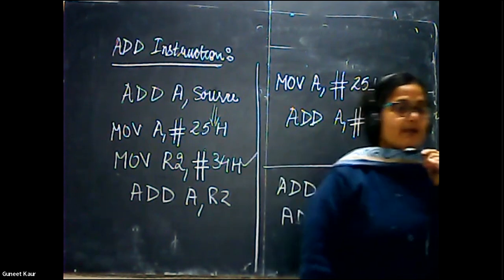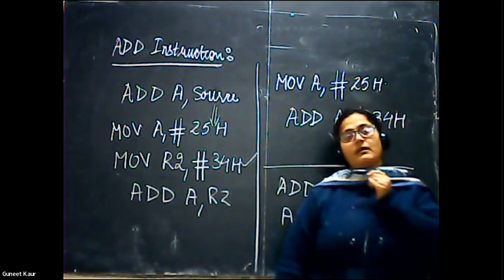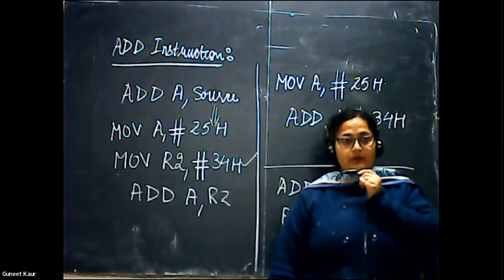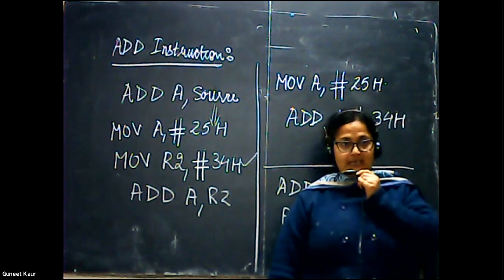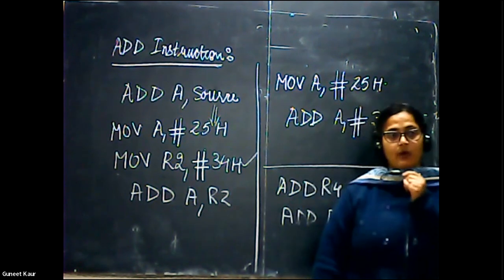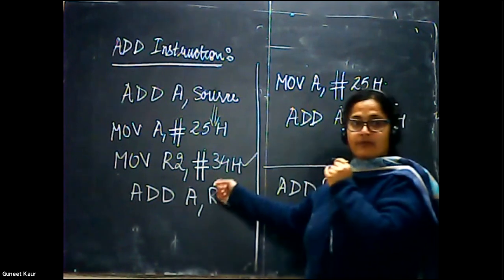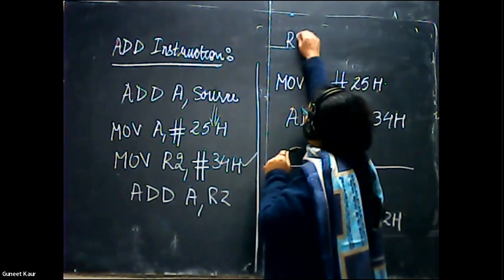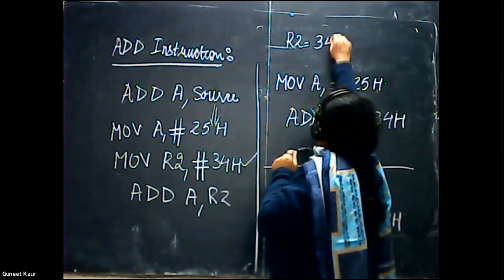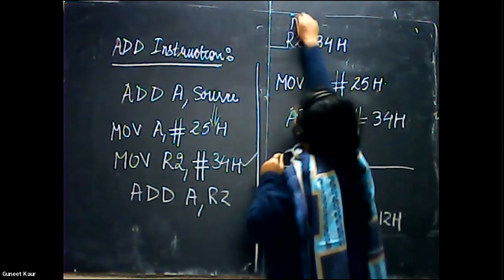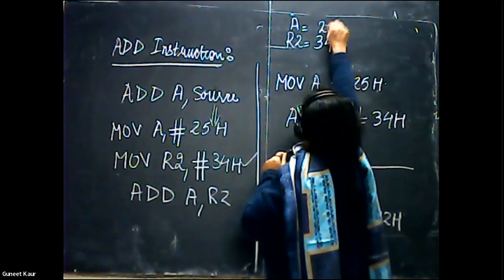Now come on to the next command, that is MOV R2 comma #34h. What will this command do? The 34h data is to be copied into the R2 register. So after the execution of this instruction, R2 will contain 34h, and the accumulator was at 25h.